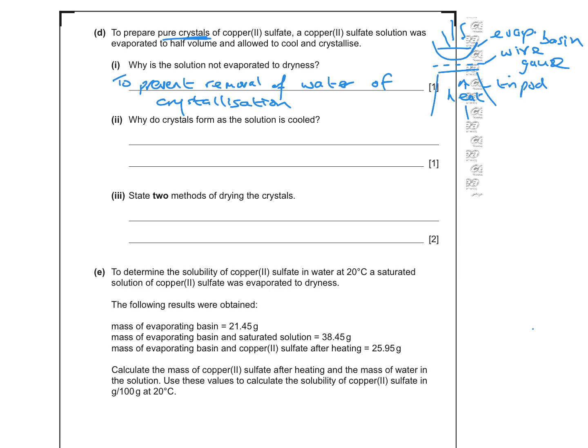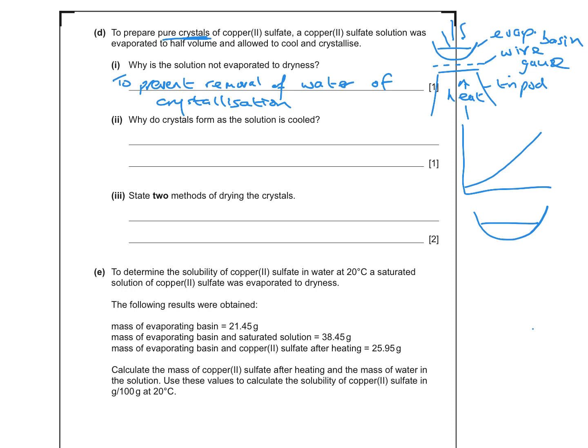The next one then, why do crystals form as the solution is cooled? Well, that ties in with the topic of solubility. So generally speaking, the solubility of solids increases with increasing temperature. So if you imagine we have our basin, the evaporating basin, with the copper 2 sulfate solution, and we've evaporated off half, and now we're just leaving it to cool.